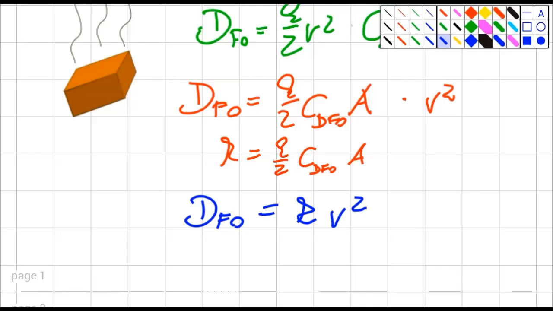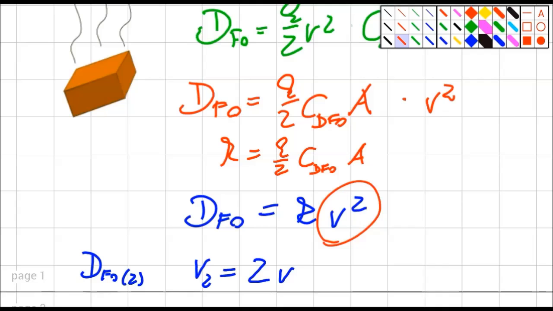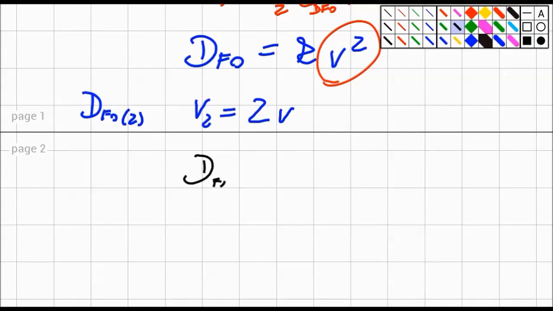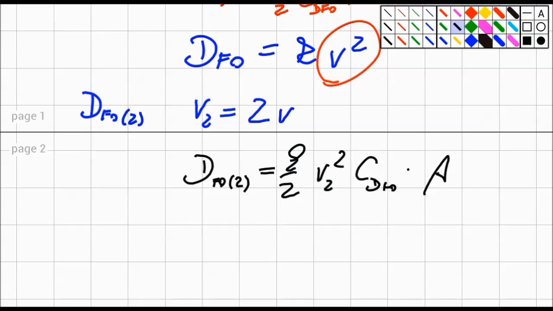Now I go and I say my form drag 2 has a speed V2 which equals 2 times my original speed, the speed I used up here. So I double my speed. That's the whole story. Now I go back into my original formula, but I have to make it now for my form drag D_FO2, which actually is again ½ρ. Now V² is V2², times C_DFO times frontal area.